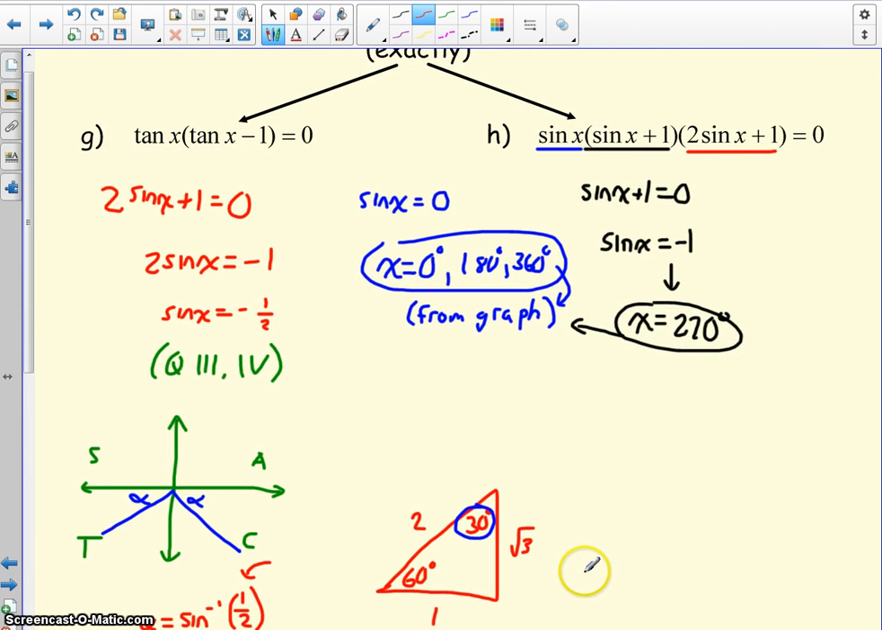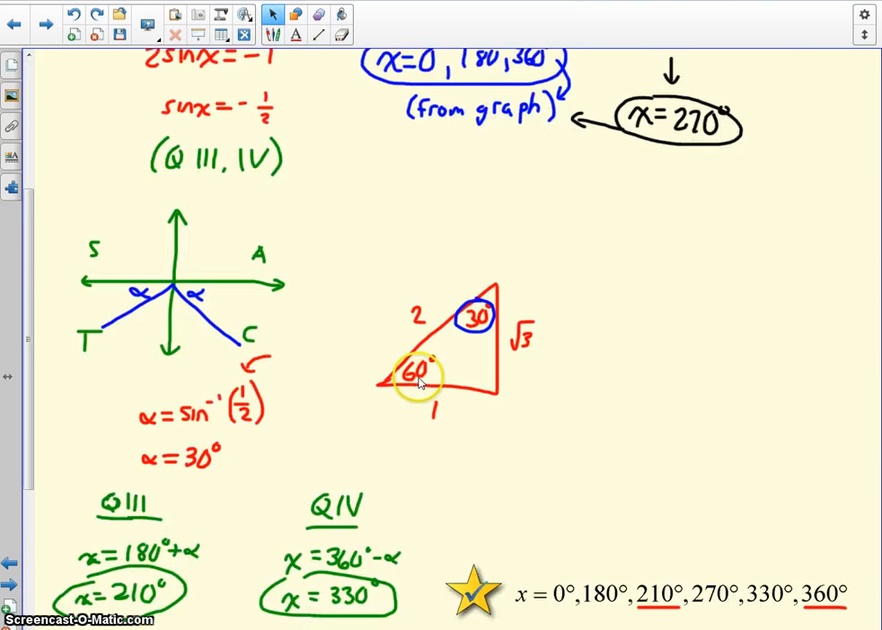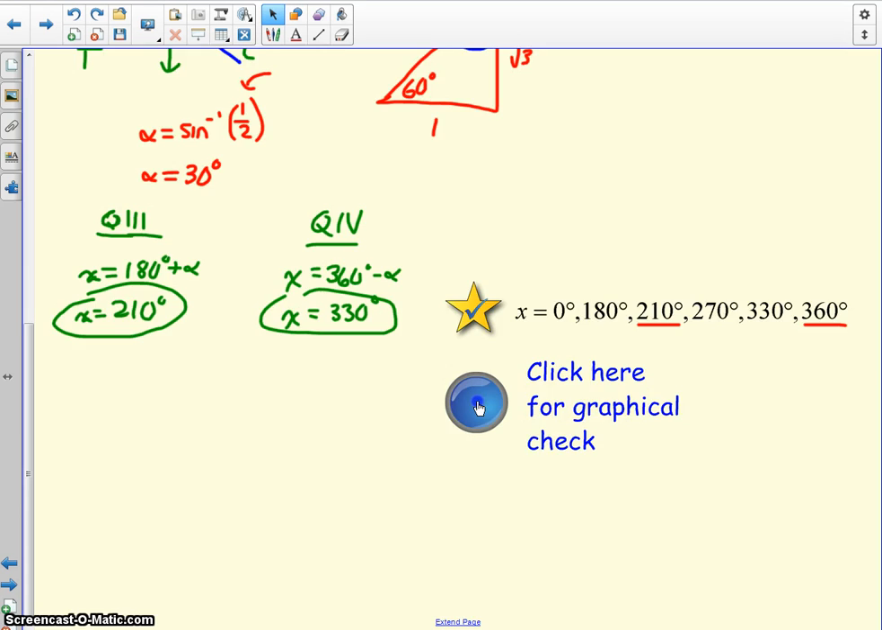So sine x equals 0. Okay, I want it exact. This doesn't come from one of our special triangles. It comes from the graph. So the graph of sine x is one of our parent functions. Let's take a look at the graph here.